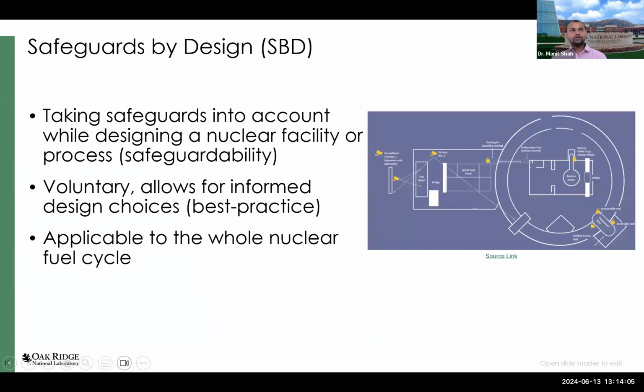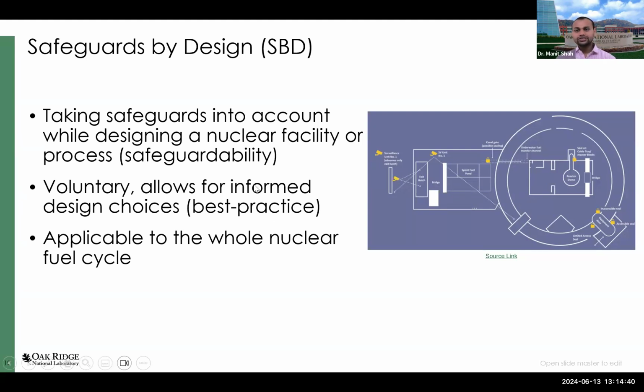Now, switching to the topic of safeguards by design, it's essentially when the design takes into account how safeguards may be applied by the IAEA in the future. Thinking about that proactively and accounting for it in the design stage is safeguardability. And while this is voluntary, it's in some sense best practice for various reasons that I'll highlight in the next few slides.